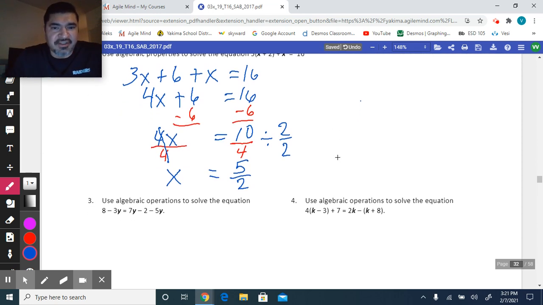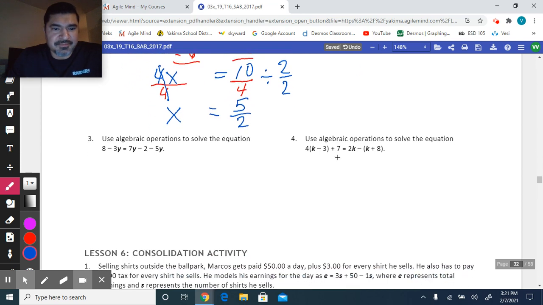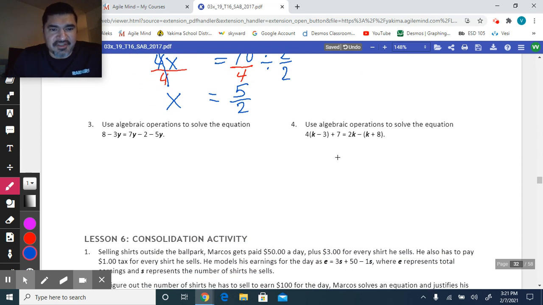Let's go ahead and take a look at number 3. Again, it says use algebraic operations to solve the equation. Let's take a look. We've got 8 minus 3y equals 7y minus 2 minus 5y. And the whole goal is to get y by itself. Again, this looks kind of messy. We're going to clean it up and get y all by itself. We're going to isolate y.